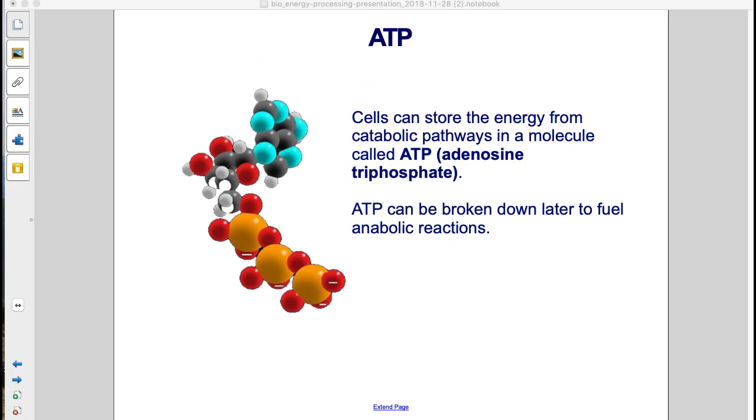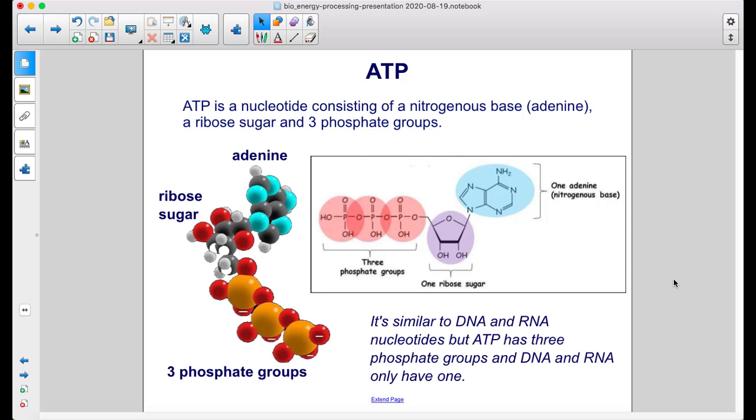ATP. Cells can store the energy from catabolic pathways in a molecule called ATP, or adenosine triphosphate. ATP can be broken down later to fuel anabolic reactions. ATP is a nucleotide consisting of a nitrogenous base, adenine, a ribose sugar, and 3 phosphate groups. It's similar to DNA and RNA nucleotides, but ATP has 3 phosphate groups and DNA and RNA only have 1.